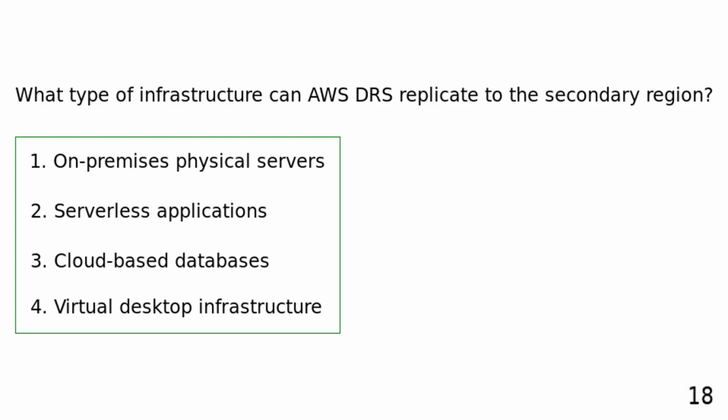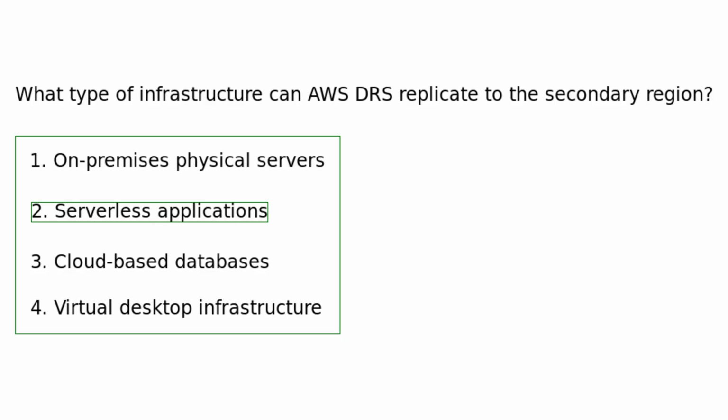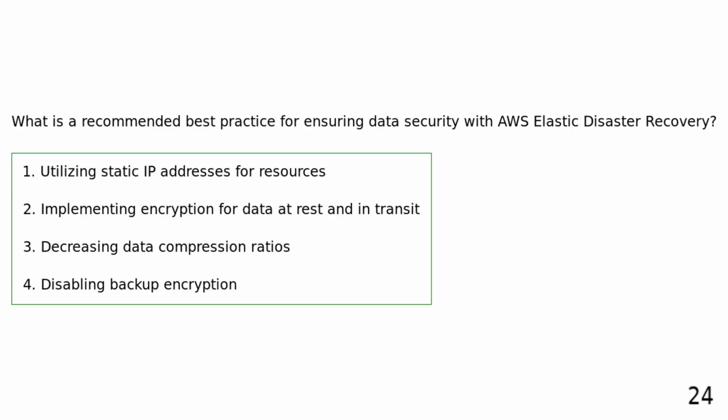On-premises physical servers. Serverless applications. Cloud-based databases. Virtual desktop infrastructure. AWS DRS can replicate data and applications running on on-premises physical servers, virtual machines, and cloud-based databases to the secondary region. What is a recommended best practice for ensuring data security with AWS Elastic Disaster Recovery?